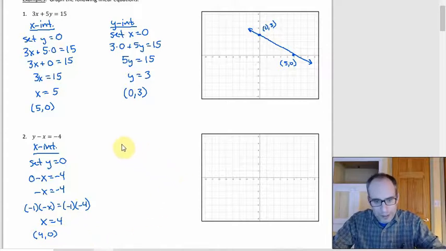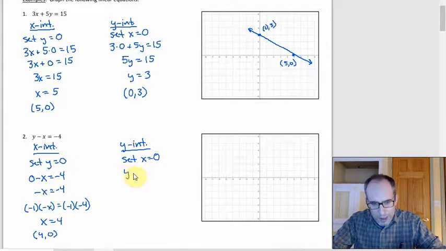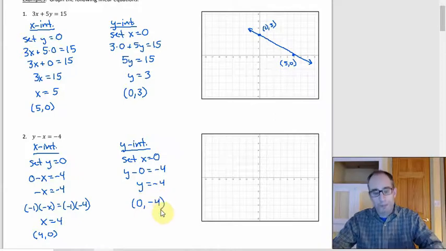All right. Well, then our y-intercept, so just like in the last one, to get the y-intercept, we're going to set x equal to 0. So then we're going to have that y minus 0 equals negative 4, or just y equals negative 4. So that means that our y-intercept is the point 0, negative 4.